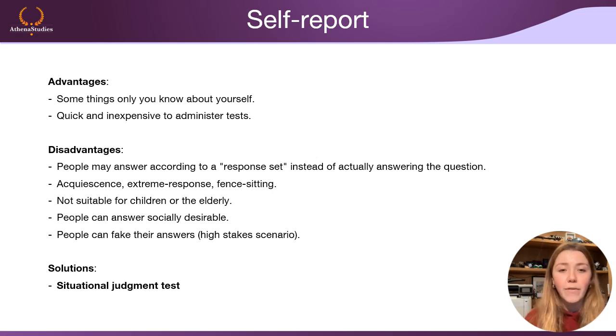And then we also have our forced choice test. In this test, the person has to choose one of the two statements that are equally socially desirable. So again, this one's also difficult to fake. However, this test does make it difficult to compare people.